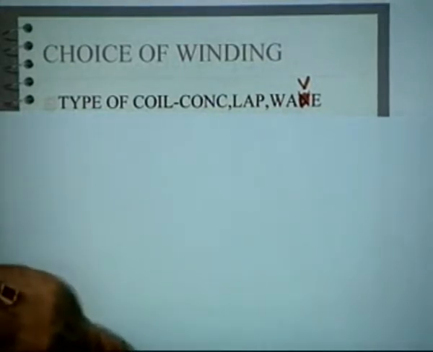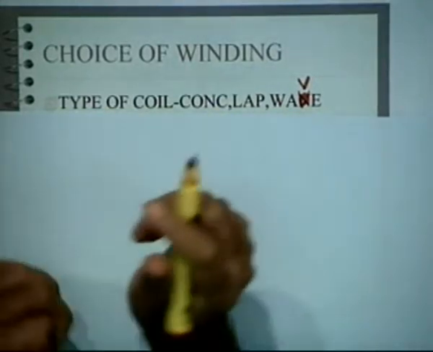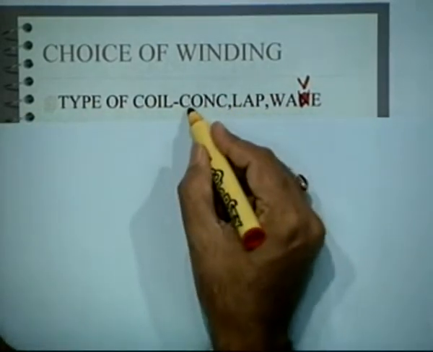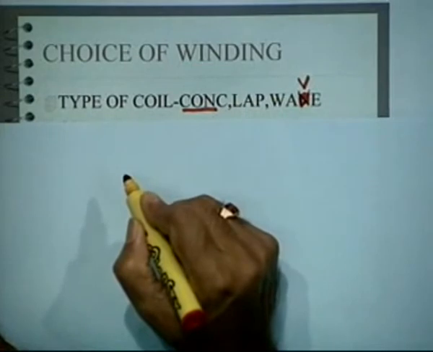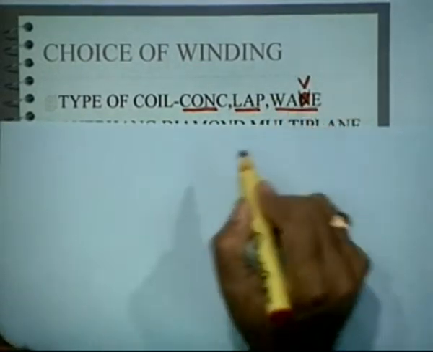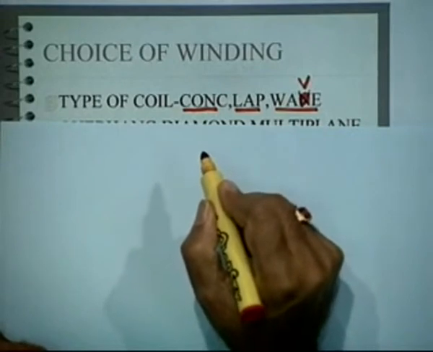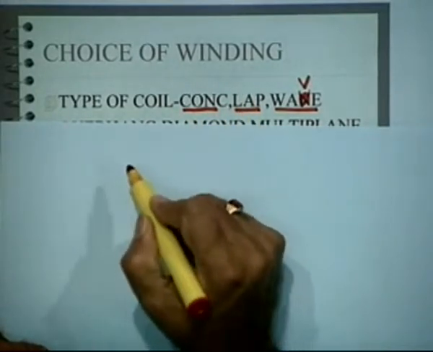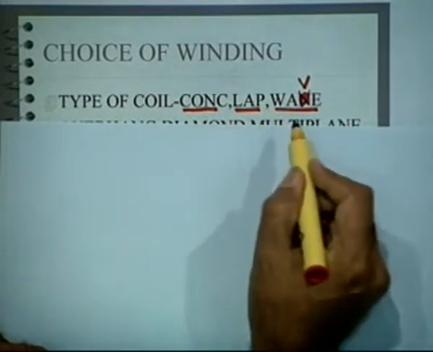What are the choices of windings that you have? One is the type of coil. It could be a concentric coil, it could be a lap coil or a wave coil. This is one type that you will have: choice of coil, concentric, lap or wave.